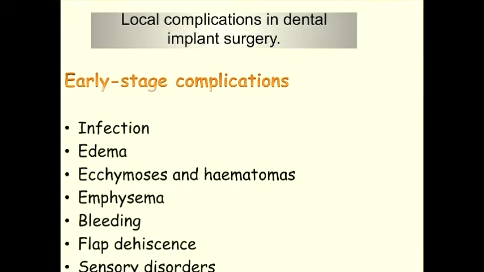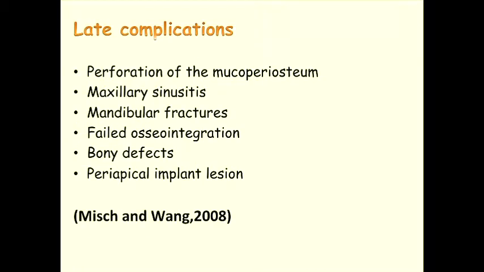Now, early stages start simply like this: infection, edema, ecchymosis, emphysema, bleeding, flap adhesiveness, or sensory problems. These are the things which happen in implantology as well as in oral surgery. Late, now you have a patient who comes to you and he has perforation of the mucous membrane or mucoperiosteum, maxillary sinus problem, mandibular fracture, failed osseointegration, we heard a lot about it today, bony defects, and implant lesion.